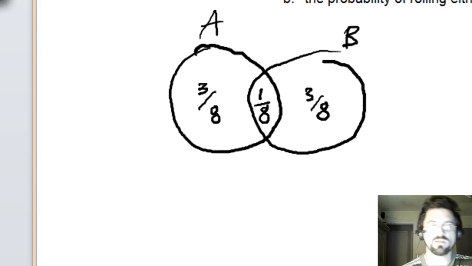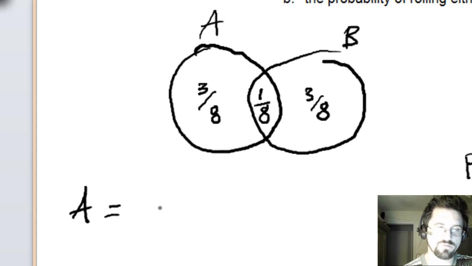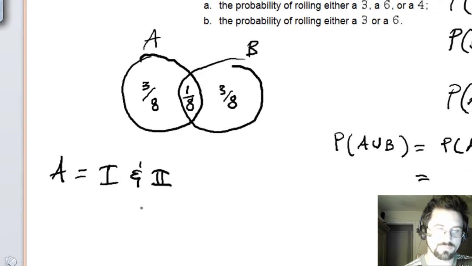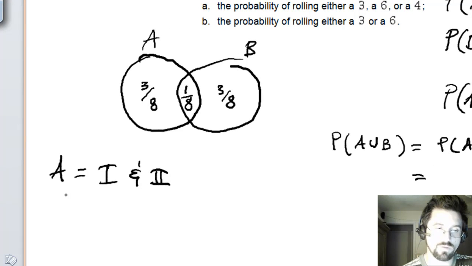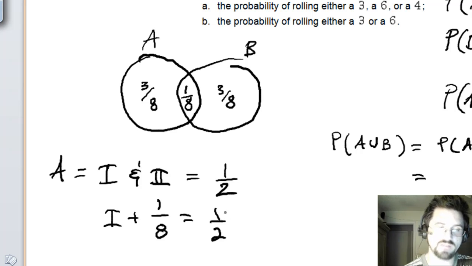How can I prove that? Well, I can say A is composed of regions 1 and 2. Region 1 plus region 2 has to add up to 1/2. But region 2 is a 1/8. Therefore, using simple algebra, 1/2 minus 1/8 is 3/8. So that's how I get that, and likewise that's how I would get that B is 3/8.